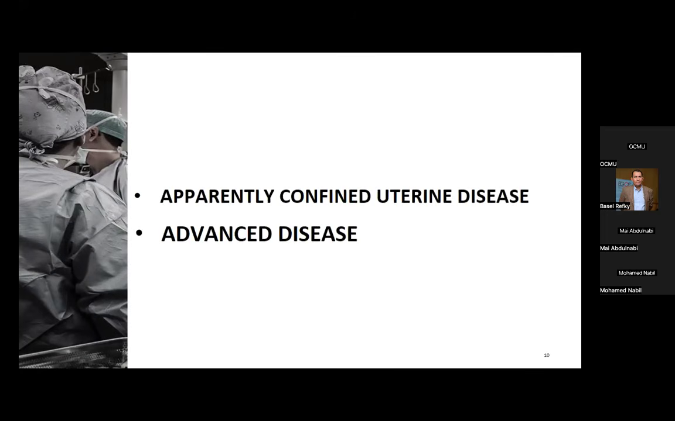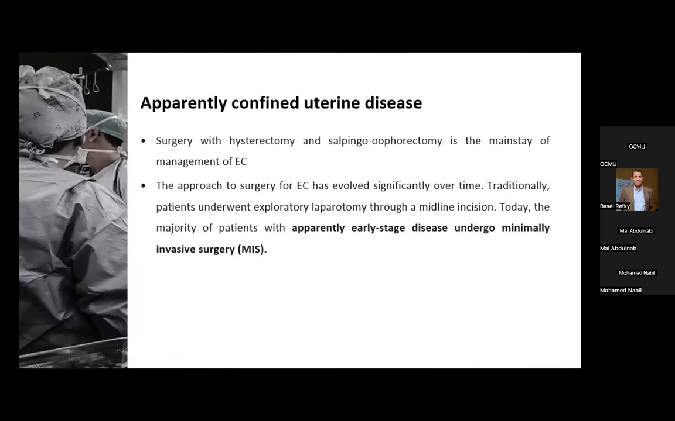So we speak mainly about the apparently confined uterine disease, which is most cases and most of our lecture, and the advanced disease. Okay? In the apparently confined uterine disease, surgery with hysterectomy and salpingo-oophorectomy is the mainstay of our management of endometrial cancers. We will speak about the approach. Most of our cases are mainly type 1, and most of our cases have a favorable prognosis. The approach to surgery for endometrial cancer has evolved significantly towards minimally invasive techniques.